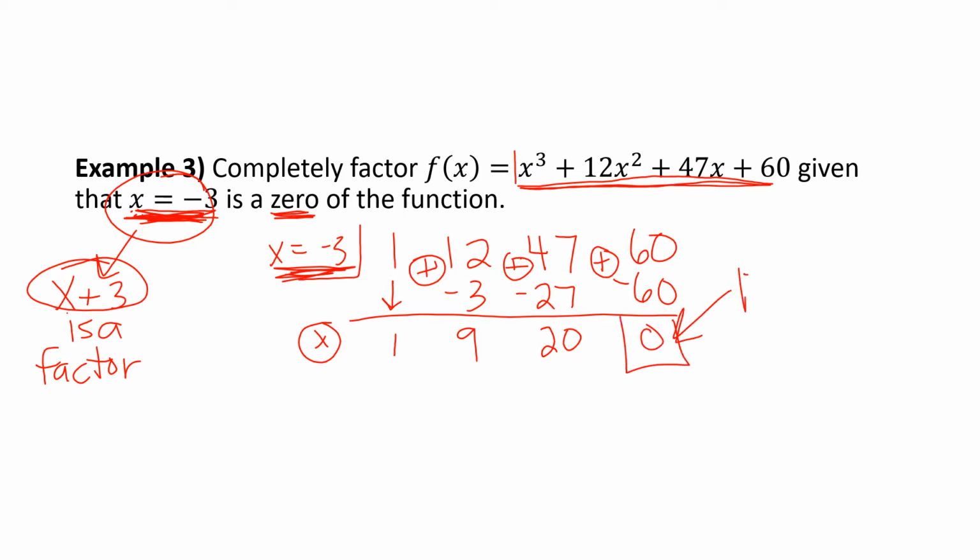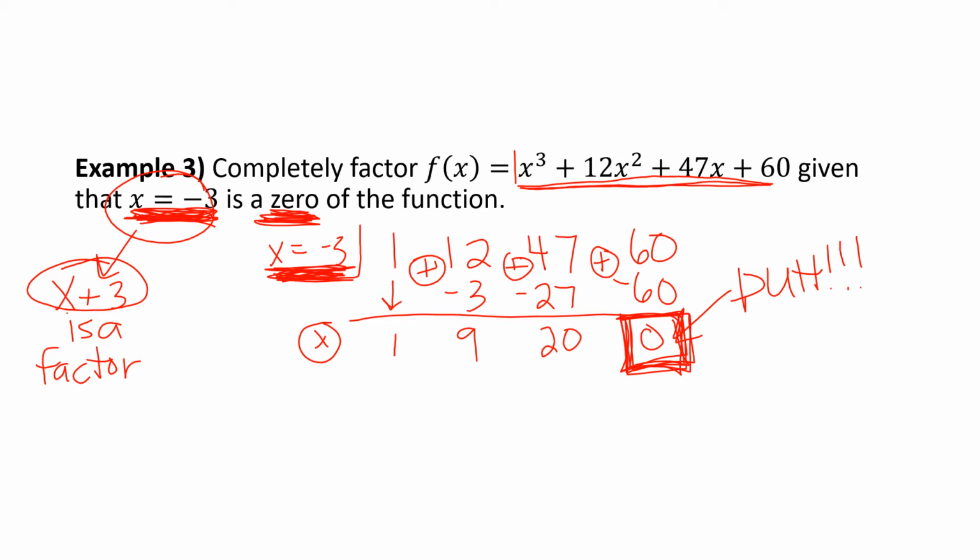Now, of course, we have to get a 0 here because it literally told us in the problem that x equals -3 is a zero of the function. So when I plug in -3, I have to end up with a remainder of 0. I should know that that's going to happen before I even start the process.